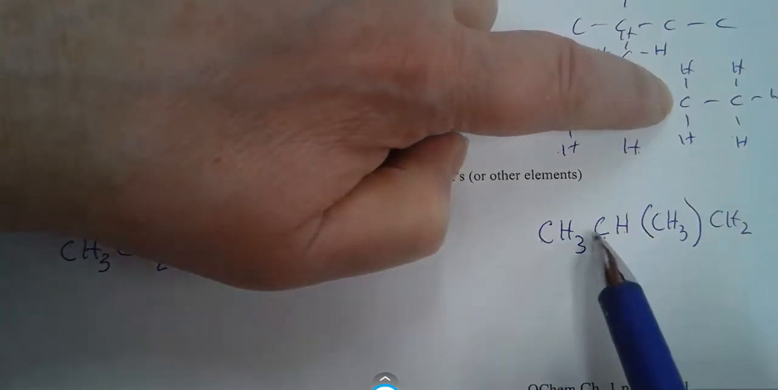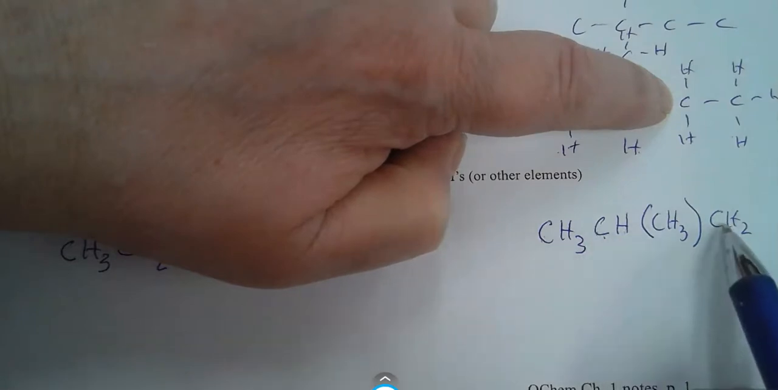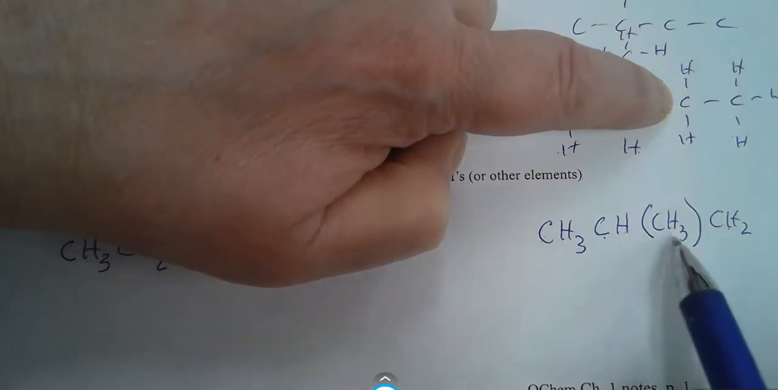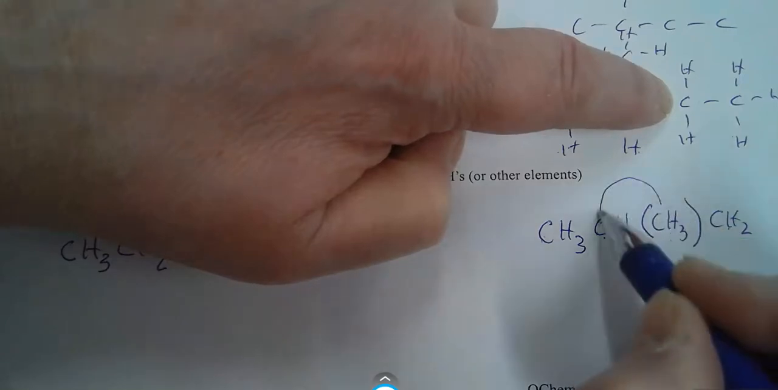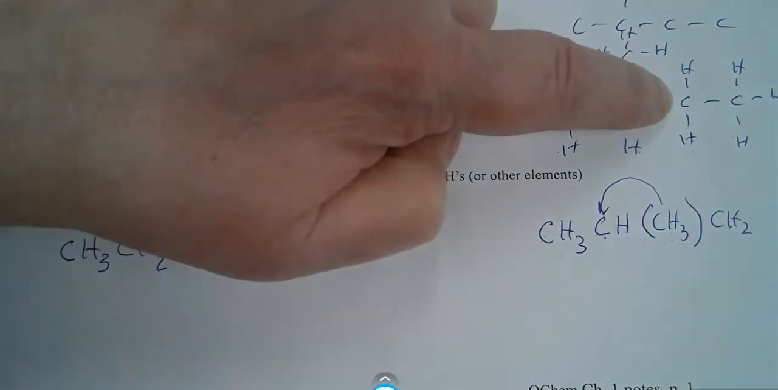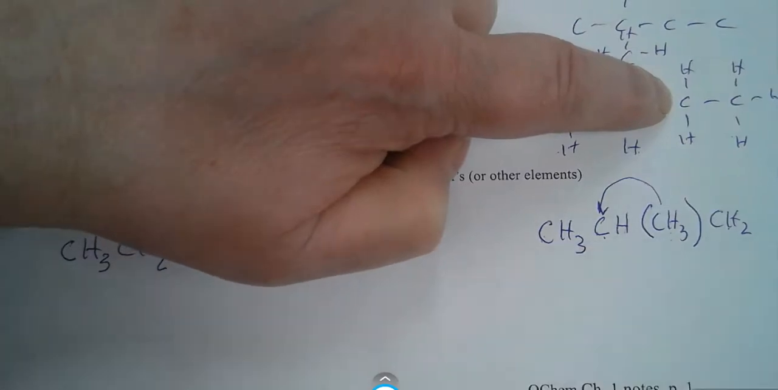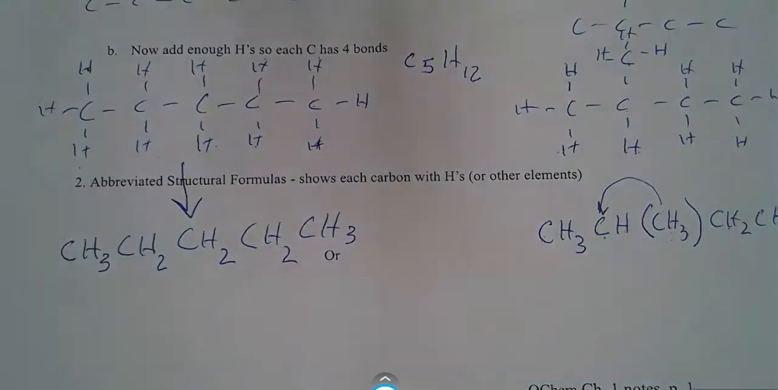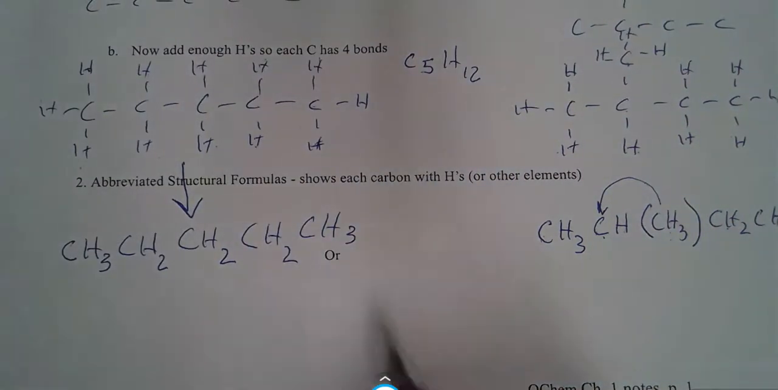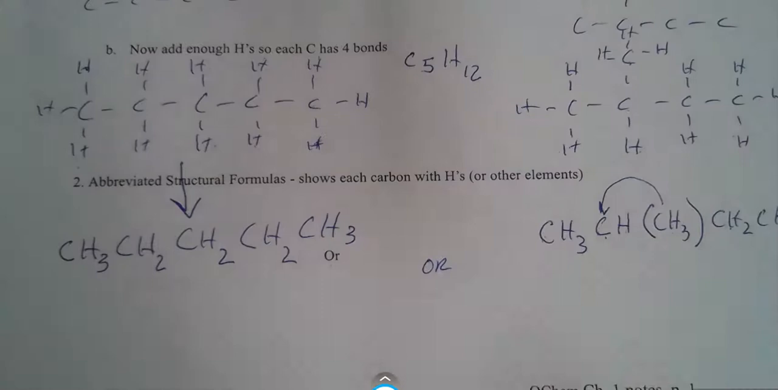So I'll say it again. This carbon has 1 carbon here, 1 hydrogen here, and 1 carbon there. So this has to be also attached to that carbon, okay? Because this carbon needs 4 bonds, all right? And then CH3, okay? Well, see that or here? I'll put the or right there.